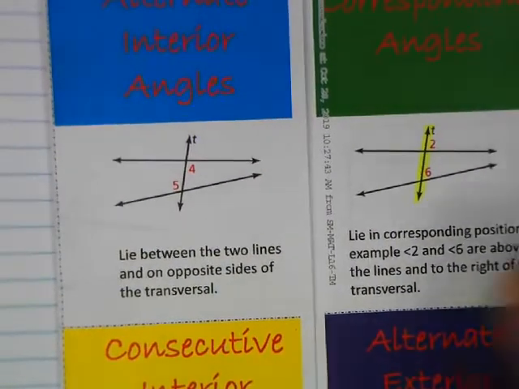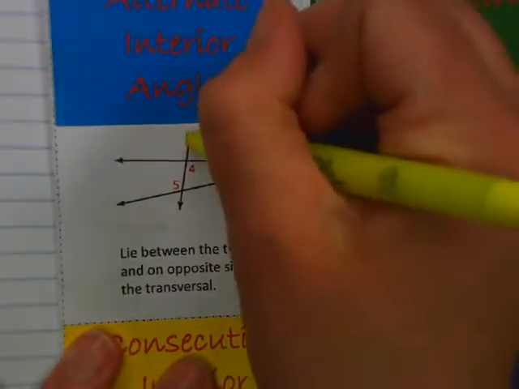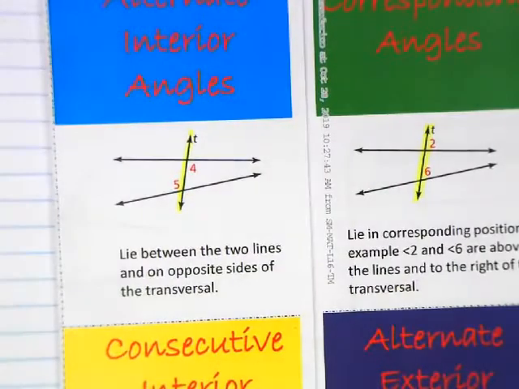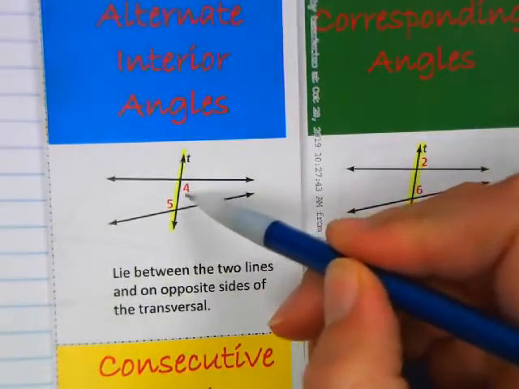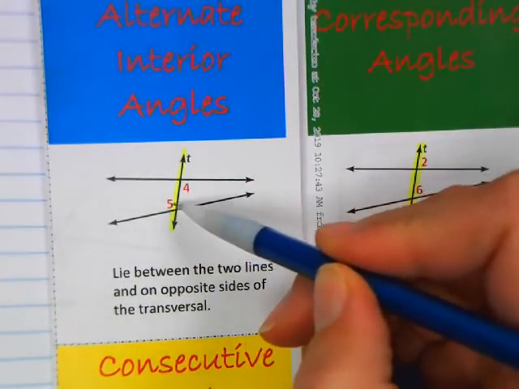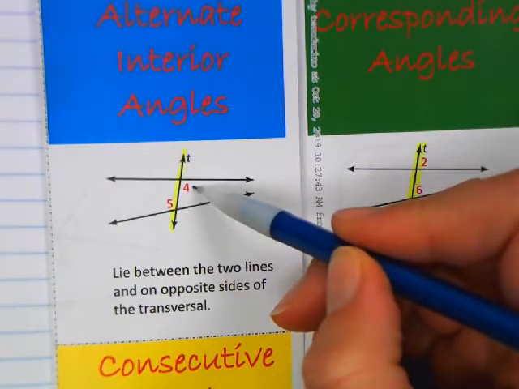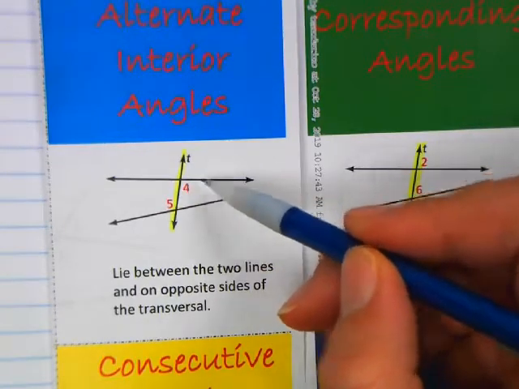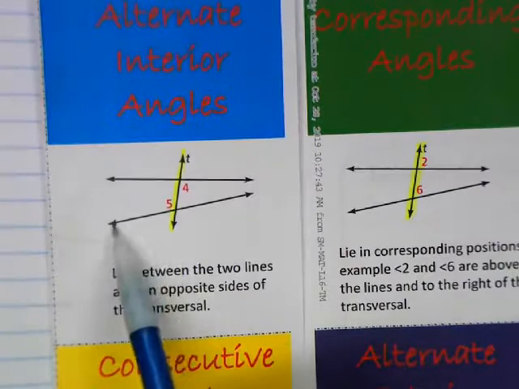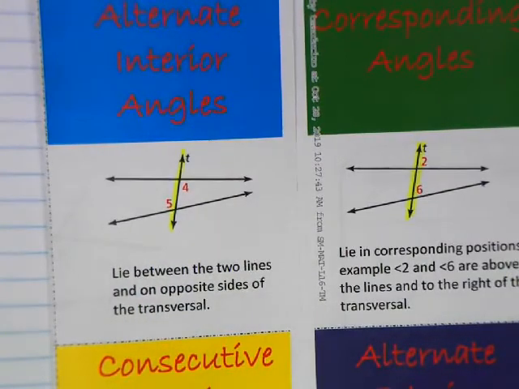Alternate interior. So alternate meaning opposite. The angles are going to be on opposite sides of the transversal. Angle 4 is on the left, angle 5 is on the right. So they're on opposite sides, or alternate sides, of the transversal. And this time they're inside the 2 coplanar lines.